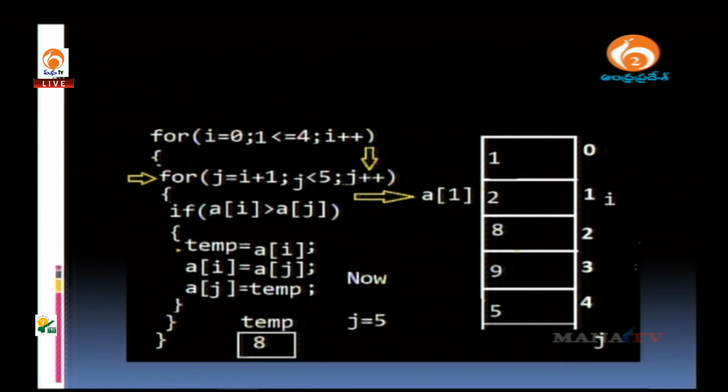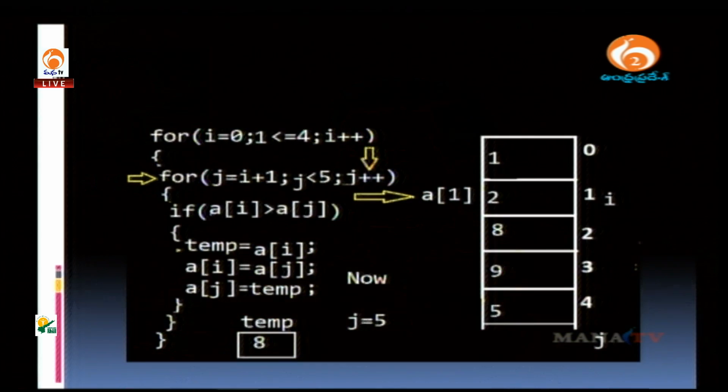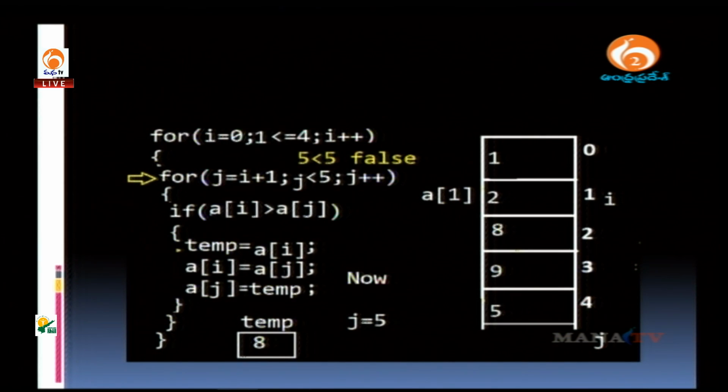Okay. Next iteration, j plus plus. J is incremented by 1, that is phi. Phi less than phi, which is false, so control comes out of the inner for loop.